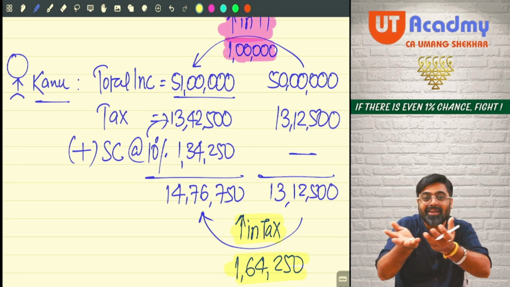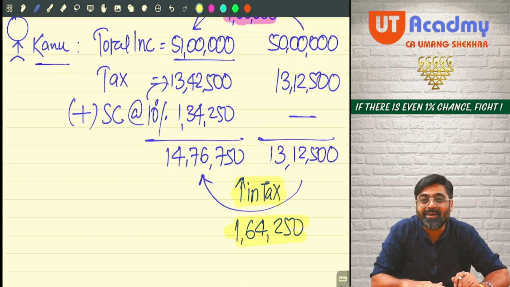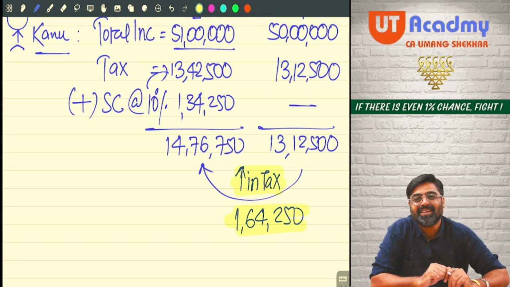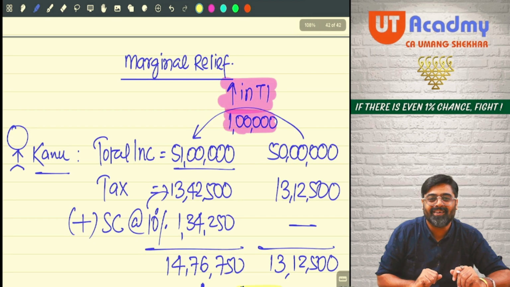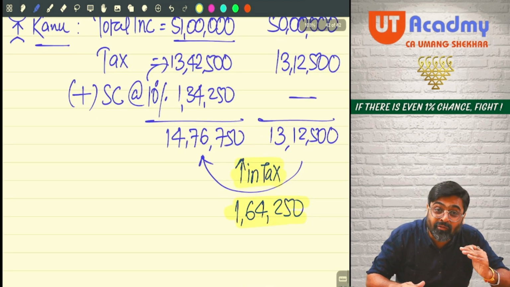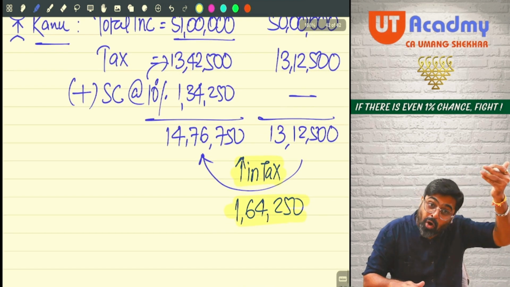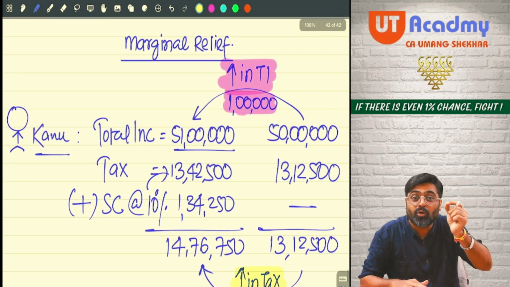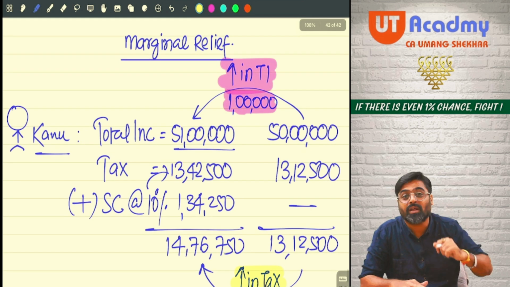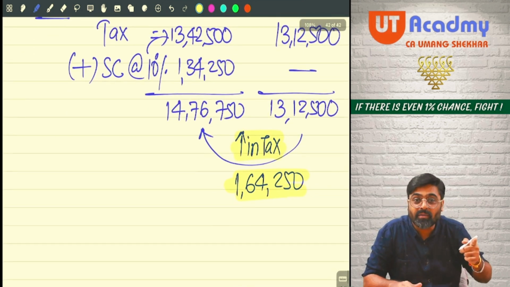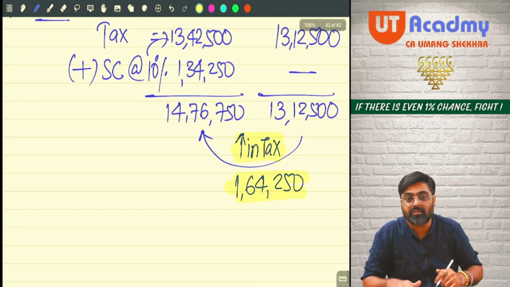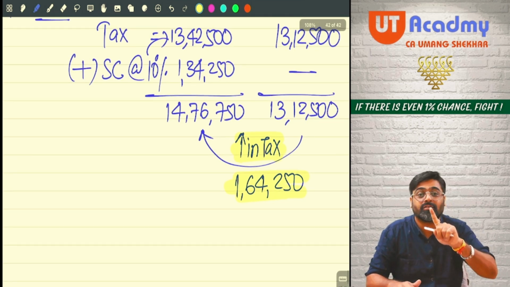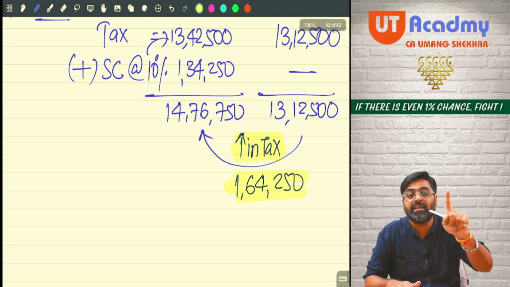She started earning more. But at what cost? Just see. She is paying 1,64,250 more tax just for a 1 lakh rupees increase in her total income. If the government charges this much extra tax, it will pinch her or not? Tell me. And that is the reason why she will now be eligible to get what?